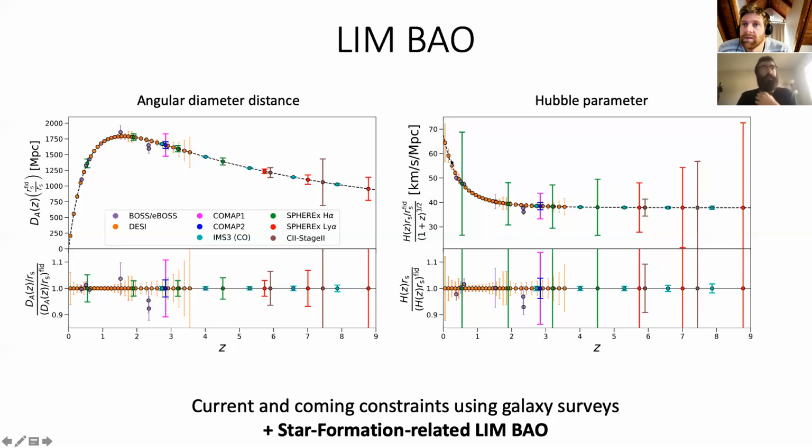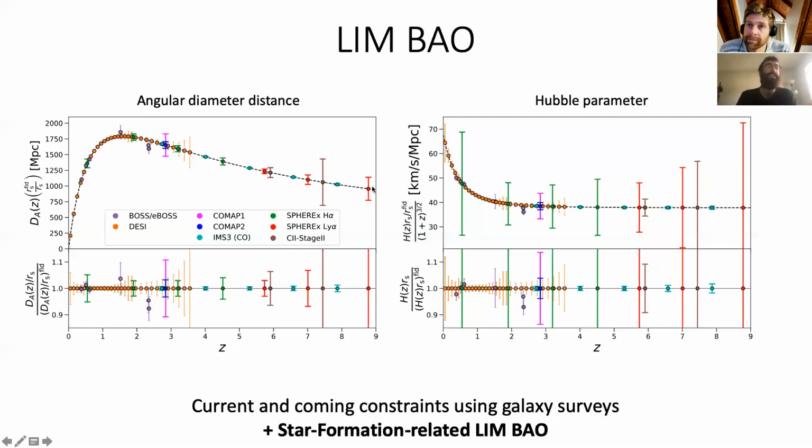IMS3 and COMAC, for example, are pretty similar, both resolutions. The same for the C2 stage 2, and the stage 3 is very futuristic, but will provide very good constraints for the expansion history.